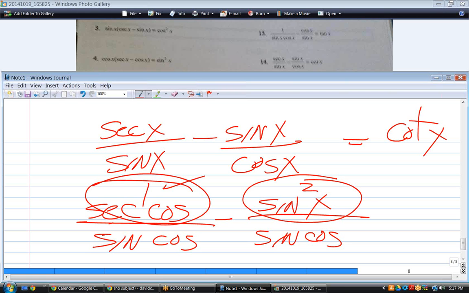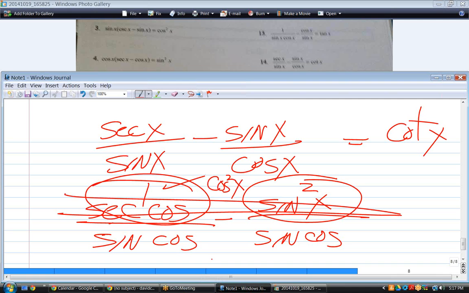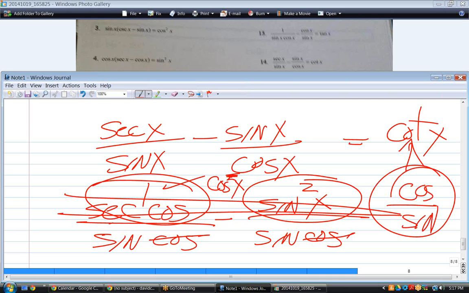Okay? Now notice what the numerator is going to turn into. 1 minus sine squared over sine cosine. Which is what? What's the whole numerator turn into? Cosine squared. And we can take out that cosine and that exponent, and we end up with cosine over sine, which is cotangent.